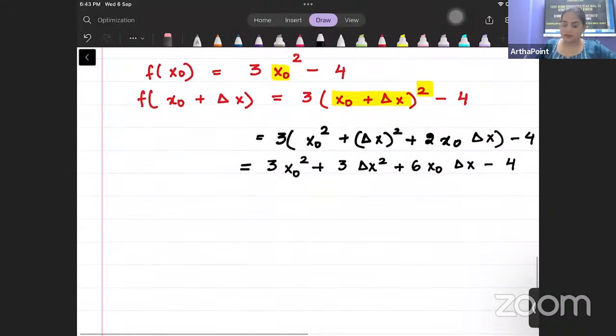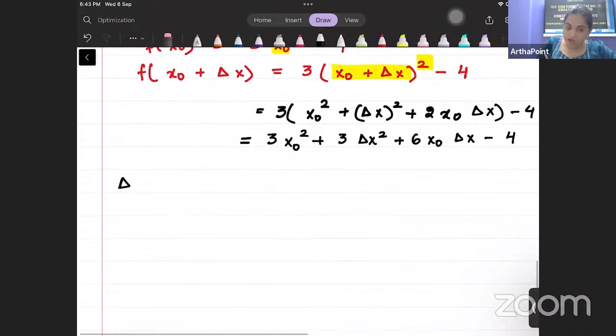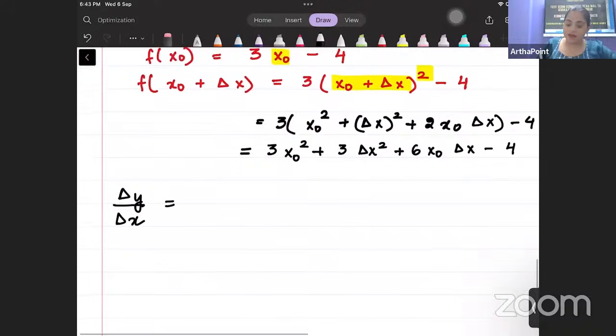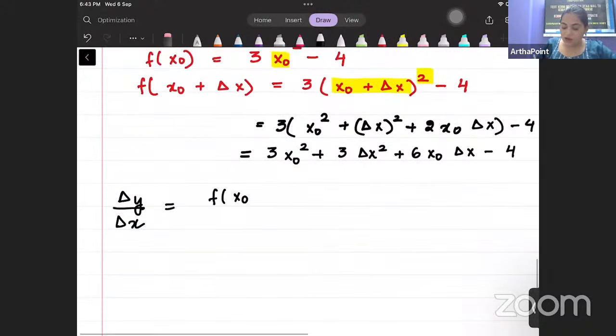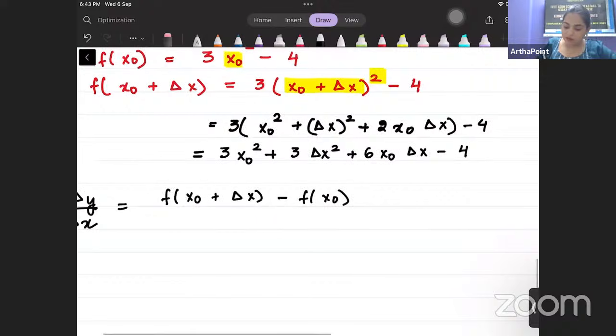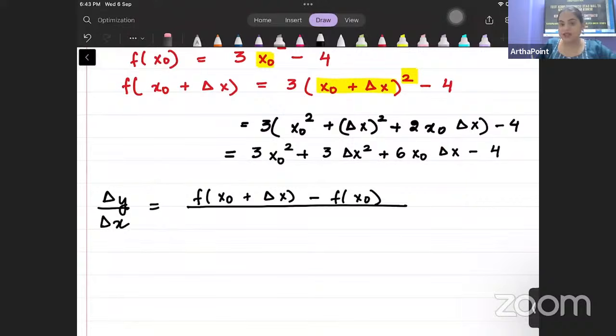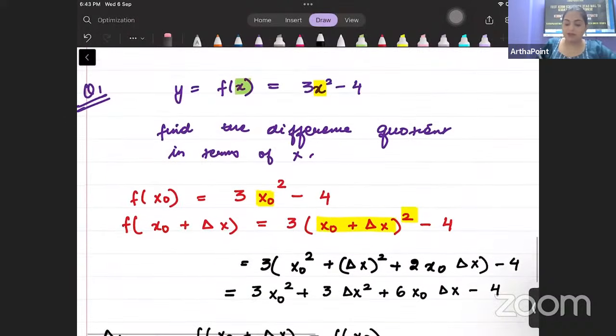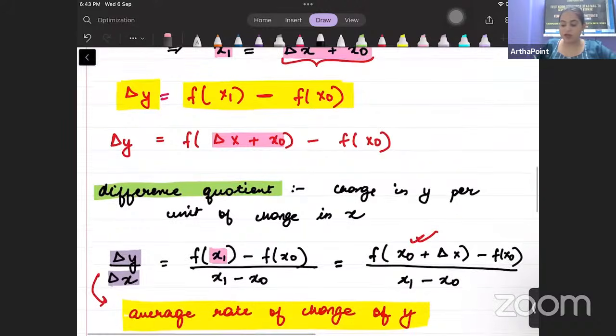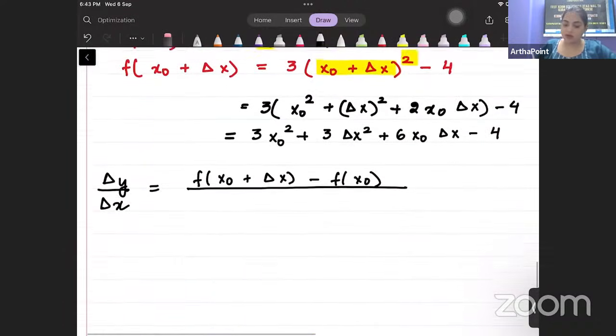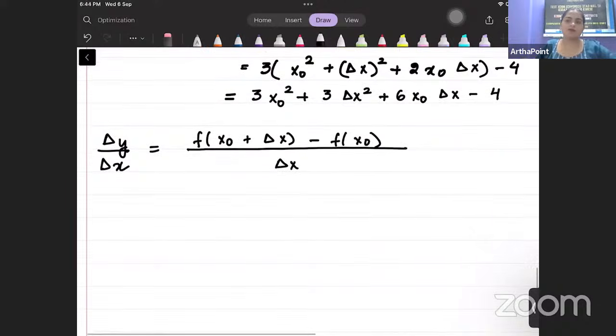Okay. Now tell me something. What is the formula? हमने क्या formula निकाला अभी to find out the difference quotient? It is change in y upon change in x. है ना? That's the formula I have used. So beta, change in y was what? f of x naught plus change in x minus f of x naught. And beta, what will be change in x? Change in x. Simple है. Change in x का हमने already formula लिखा हुआ था, x1 minus x naught. So I can just keep this as change in x also.